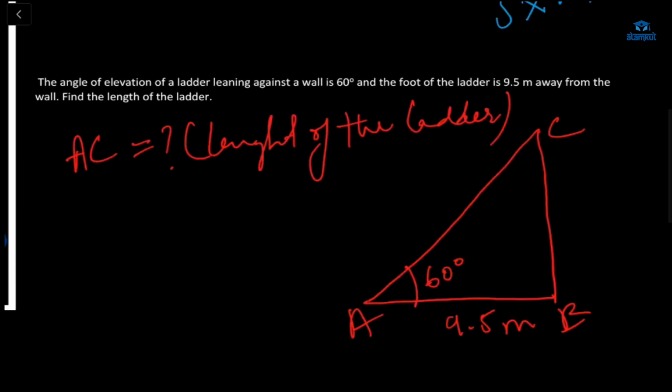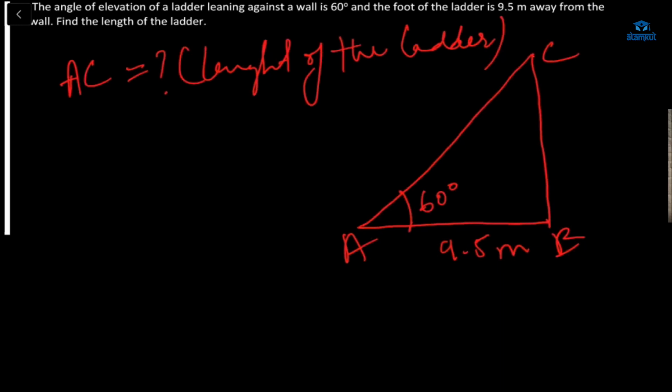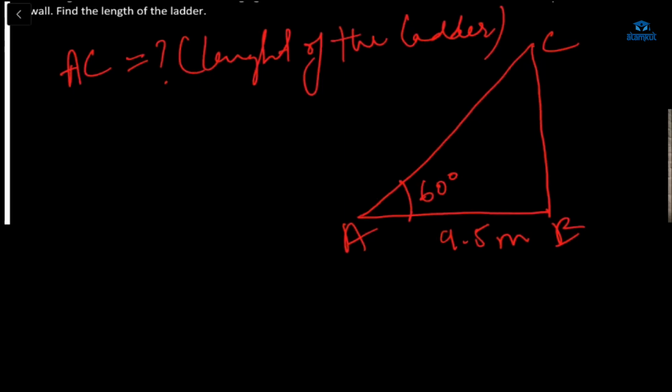Yes, ma'am, you are right. I'm so sorry. BC was given, BC was given 9.5. Yes. BC is 9.5. Okay, understood. So AB is not given because this is your ladder, because the ladder is actually leaning towards the wall. Whenever you place a ladder, you place it slanted against something. Okay, so this is not known. So from here you have to find out AC.